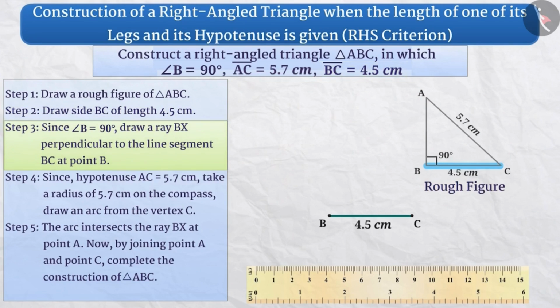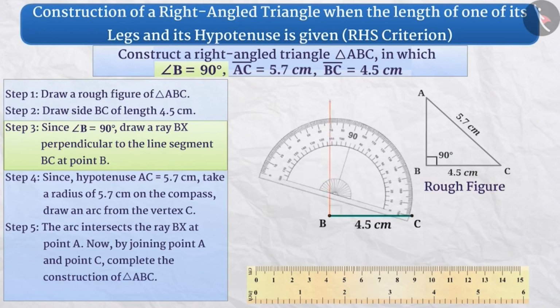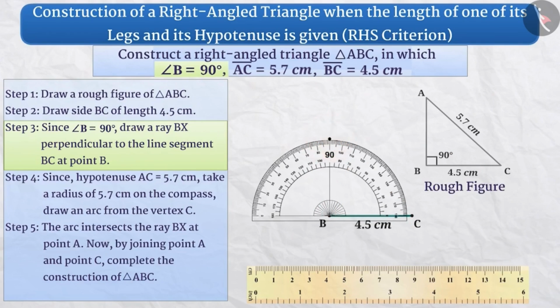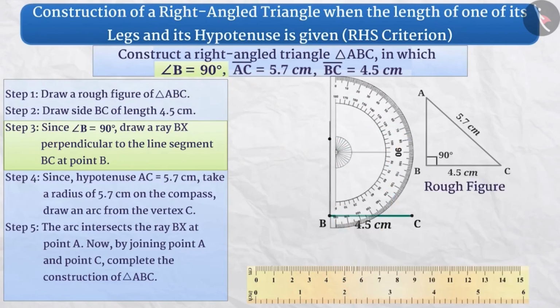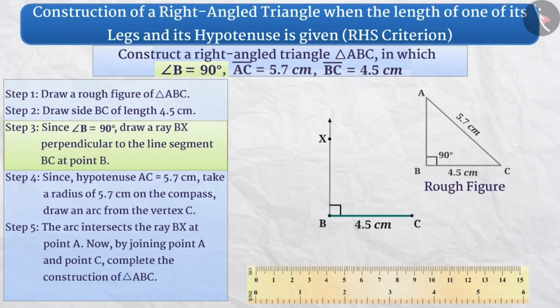Step 3. Since angle B measures 90 degrees, we will draw a ray BX which is perpendicular to the line segment BC at point B. We can construct this by marking a point at 90 degrees using the protractor and drawing a ray BX passing through it. Where should the point A be situated on the ray BX? Can you tell how to find the position of the point A? Think for a while.